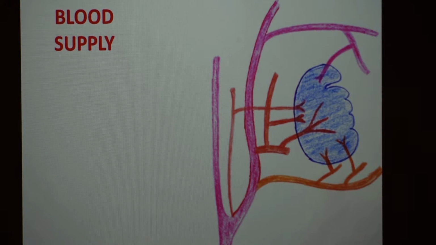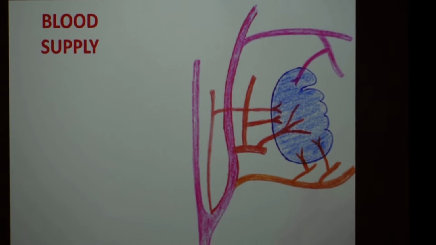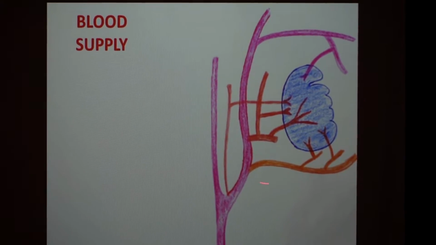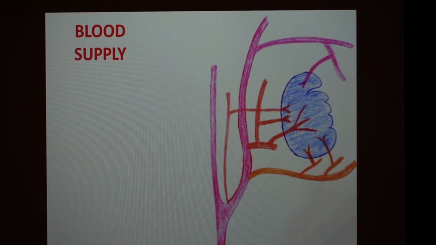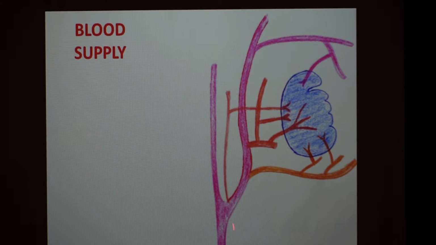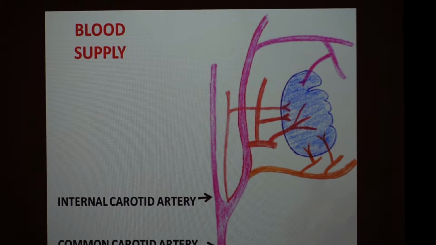Now coming to a very important part, that is the blood supply of the tonsil. There are so many arteries which are supplying the tonsil. So before going to those individual arteries, let us revise the names of the major arteries which are present near the tonsils. First, I think you remember this, which artery is this? This is the common carotid artery, which divides into the internal carotid and the external carotid artery.